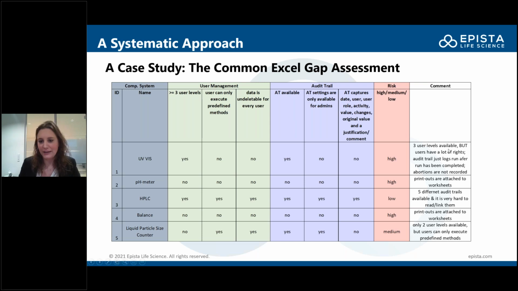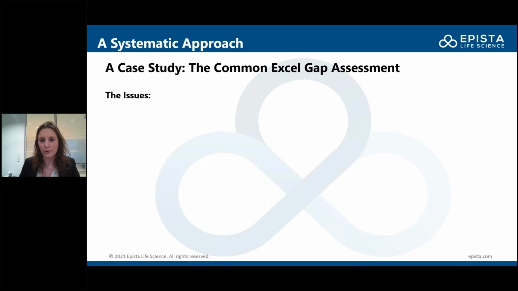Most of those files then in the end have a comment column as well. So that's where users can put in some additional information. So what is the problem if you go for a gap assessment like that, and why did we not end up doing that? So the first one is phrasing the criteria.